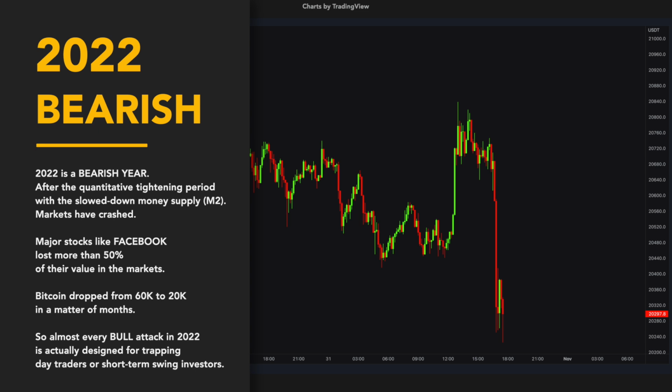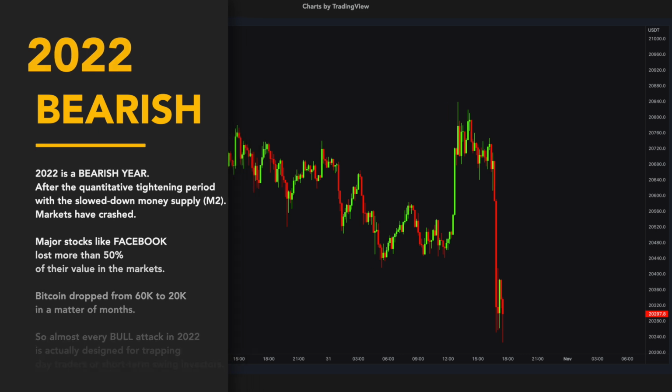Nowadays, I don't even look at higher time frames like 4 hours or daily, because markets are super bearish. I only check the economic calendar mostly. Other than that, 1 hour, 15 minutes, and 10 minutes charts are where I find my setups.